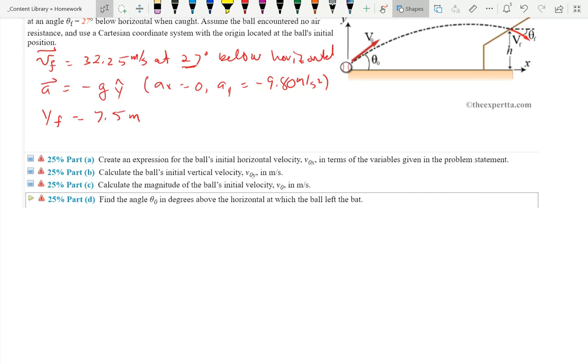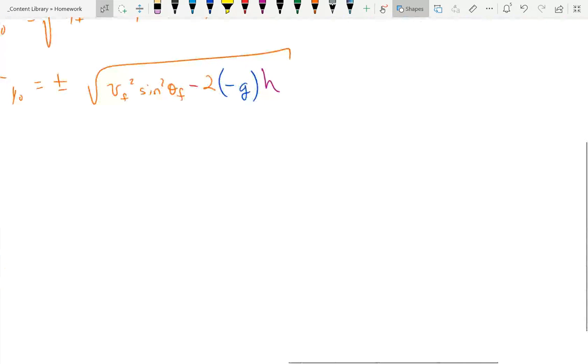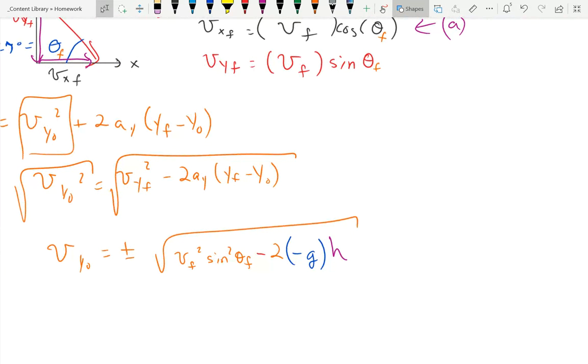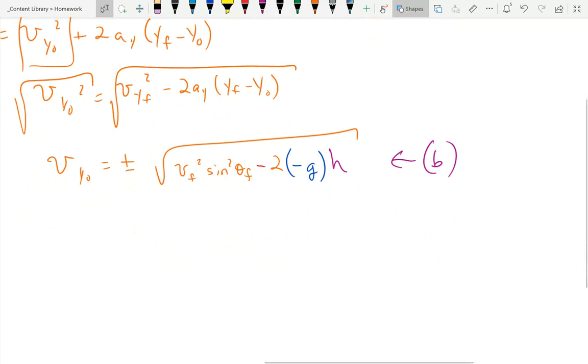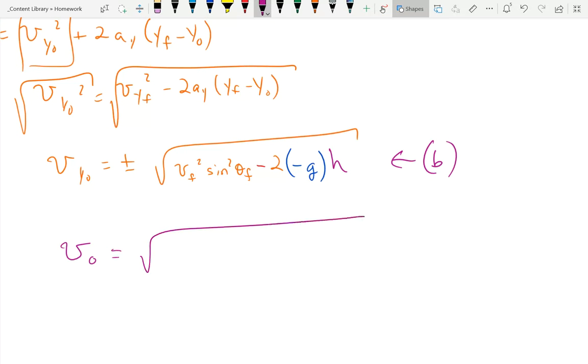Now for part C, we need to find the magnitude of the velocity. So how do we find the magnitude based on A and B? Yeah, we use the Pythagorean theorem. We have two components, one horizontal, one vertical. Horizontal squared plus vertical squared is equal to the final squared. So I have v initial is equal to the square root of vx initial squared plus vy initial squared. And you just plug in those two that we found.